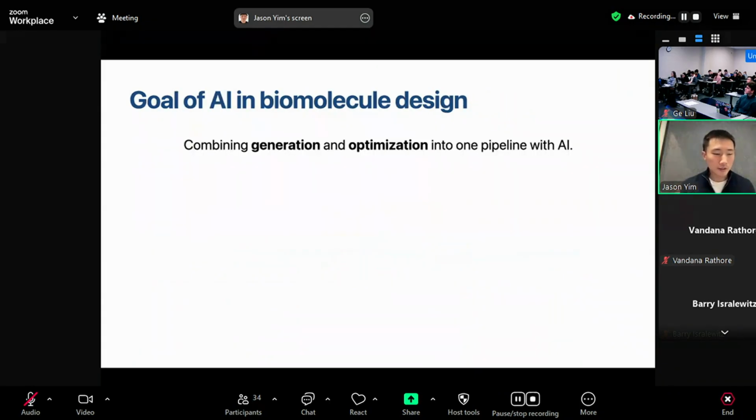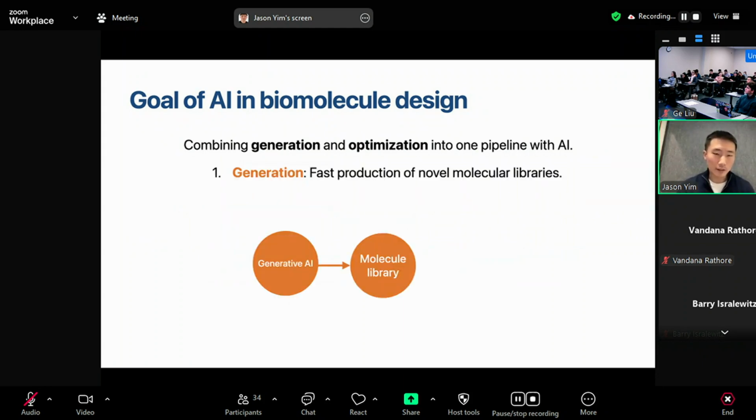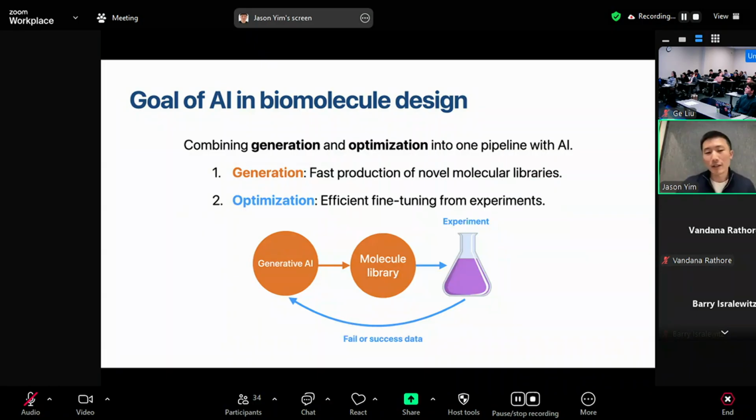So let's take a step back: what is the goal of AI and biomolecular design? Once again, how I view it is we want to combine generation and optimization into one pipeline. What we talk about is generation, where you can use generative AI to create these novel and highly diverse molecular libraries that can then be fed into the wet lab experiments. And the ultimate goal, I think, is that you can actually close this loop. Once you run your experiments, you can get this data back, whether it works or not, failure or success. And then you can feed that back into generative AI and have this system continuously improve itself.